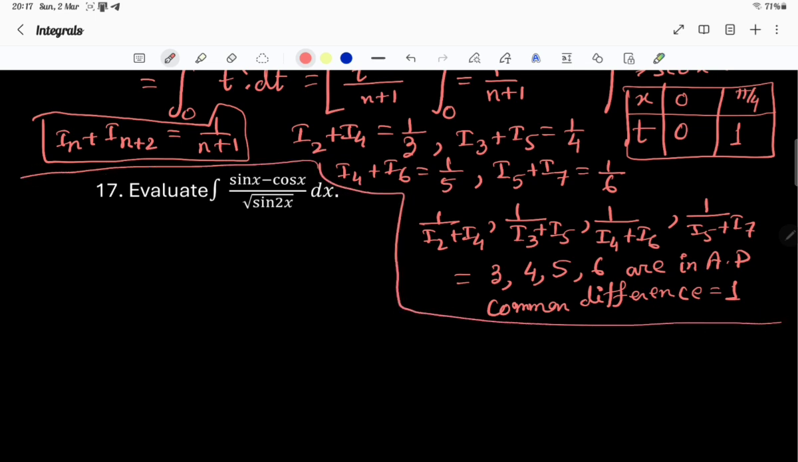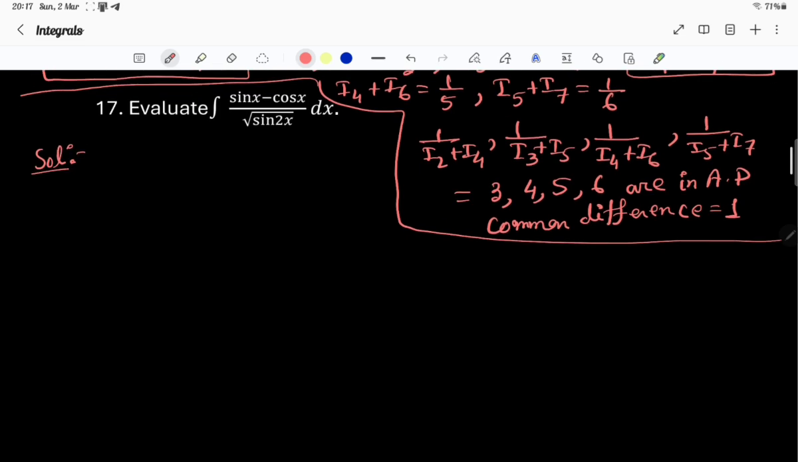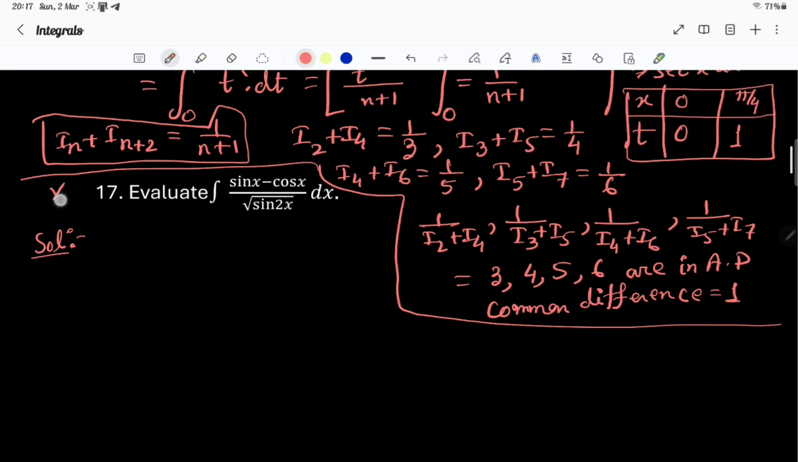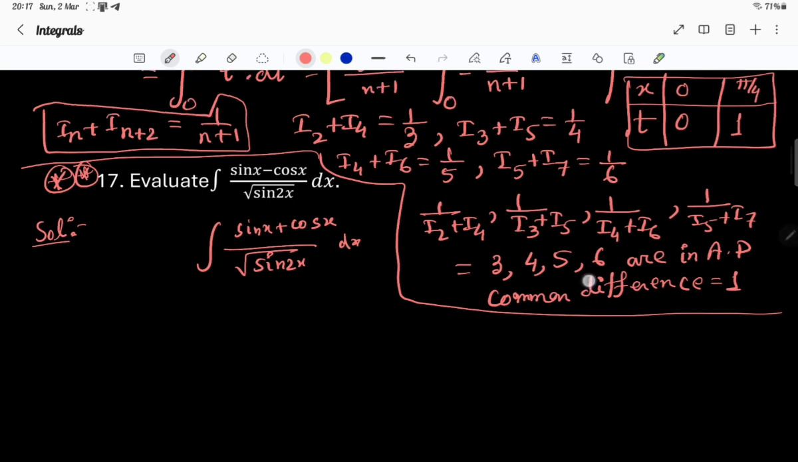Understood? Now solution: integration of sin x minus cos x by sin 2x. Now this is a very important question, because this type of question is very important. One more type is there also: sin x plus cos x divided by root over sin 2x. In that case also, you have to do the same. See, we are trying to make the derivative of the denominator come in the numerator. What am I doing?